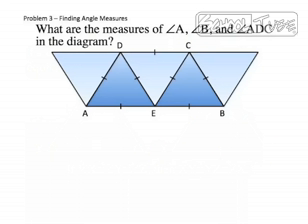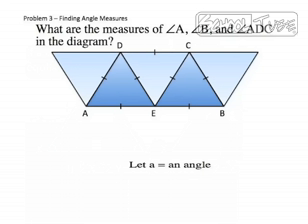So problem 3, we're going to be working on finding angle measures. And this drawing is taken out of the drawing from the book, so this is just a simple piece of it. So it asks, what are the measures of angle A, angle B, and angle ADC in the diagram? As you can see by the drawing, the triangles are all equilateral, so they are also all equiangular.